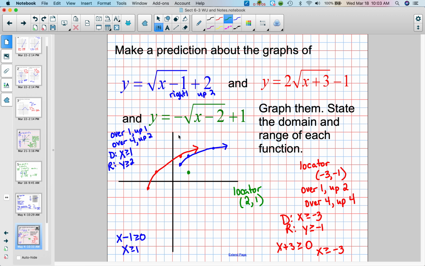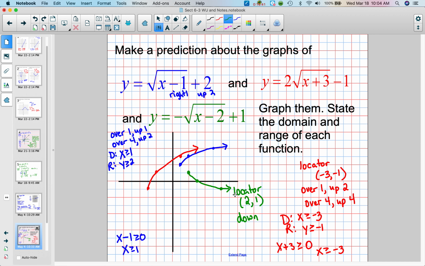Now this one, notice, it's going to have the same movements, except we're going to go down. So it's not stretched, but it's going to go down instead of up. It's flipped over the x-axis. So from here, we're going to go over 1, and instead of up 1, we're going to go down 1. And then I'm going to go over 4, and instead of up 2, I'm going to go down 2. So this one wasn't stretched, so it was like the parent graph movements. And so I get this.